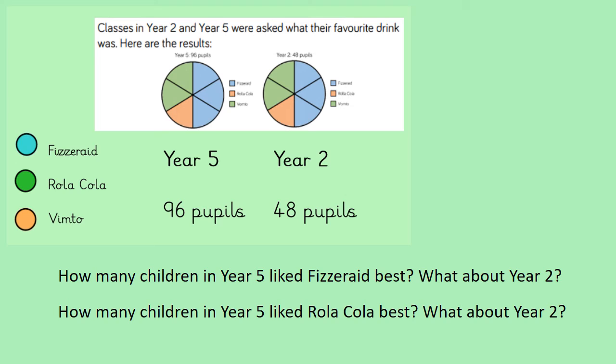When you're answering this kind of question, take care to check how many people each pie chart represents. So for example, these two pie charts show the classes in Year 2 and Year 5 and what their favourite drinks are. The pie chart on the left is for Year 5 and represents 96 pupils, whereas the pie chart on the right represents Year 2, where there are only 48 pupils. Pause the video while you work out how many children in Year 5 liked Fizz-Aid best and how many children in Year 2 liked Fizz-Aid best. Then how many children in Year 5 liked Roller Cola best and how many children in Year 2 liked Roller Cola best.